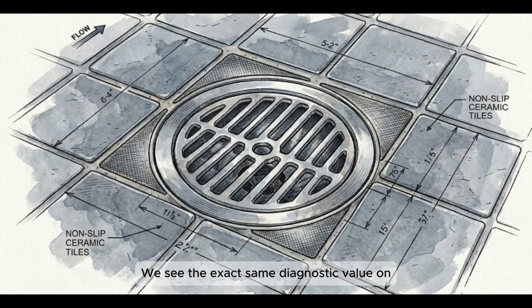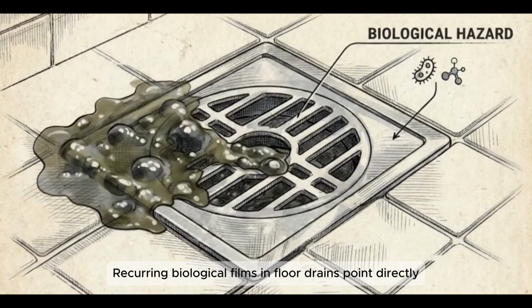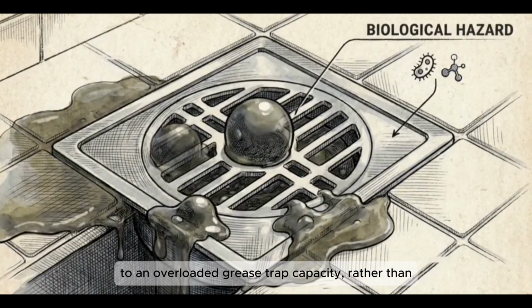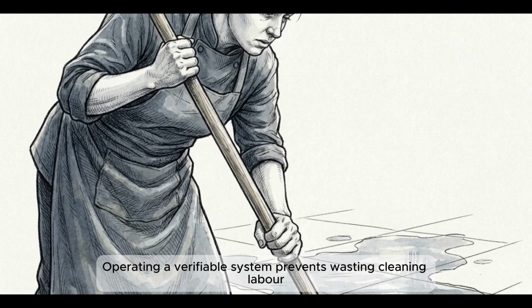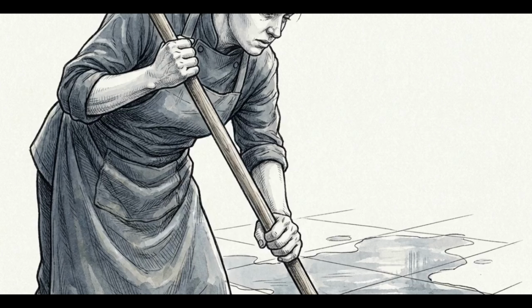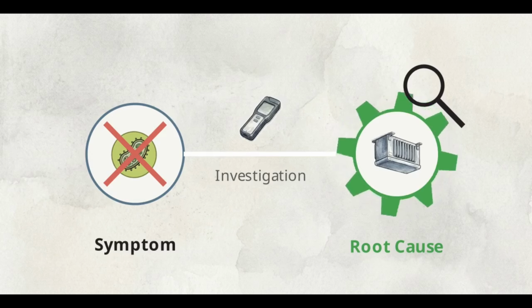We see the exact same diagnostic value on the floor. Recurring biological films in floor drains point directly to an overloaded grease trap capacity rather than poor mopping technique. Operating a verifiable system prevents wasting cleaning labor treating the symptoms of a mechanical failure. It forces the operation to identify and address the root cause.